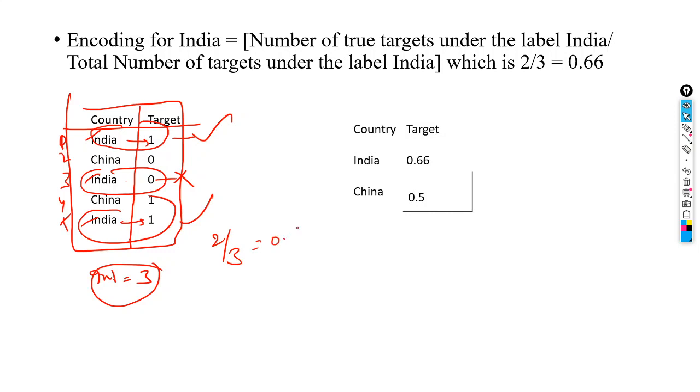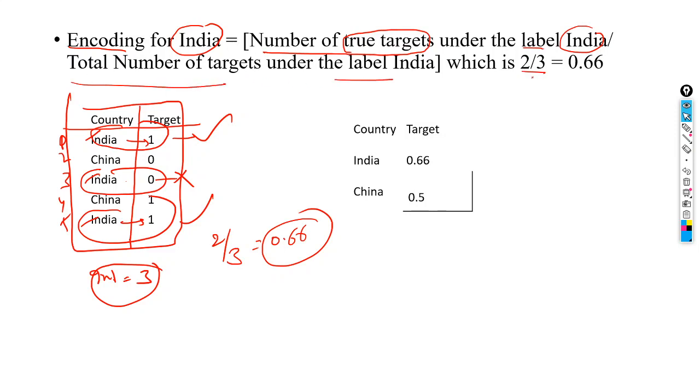2 by 3 means 0.66. This is the probability, the encoding of the label India. So it is the number of true targets under the label India divided by the total number of targets under the label India, which means 2 by 3. Total India is 3 observations, and out of 3 observations, 2 are correctly matching. That is the probability of 0.66. China is 0.5, like that.